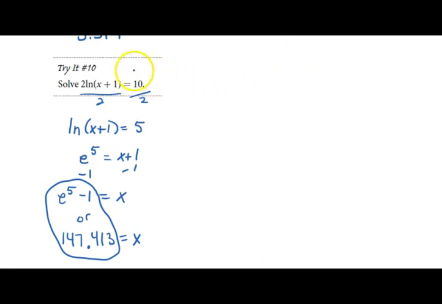Okay, so we'll check your answer. First you had to get the natural log by itself, so you divided by 2. Gave you a 5 over here. Then you changed to exponential form, so e to the 5th equals x plus 1. And I decided this time to just go ahead and subtract the 1. So I could either have e to the 5th minus 1, or I could type that in and get the decimal, which would be 147.413.